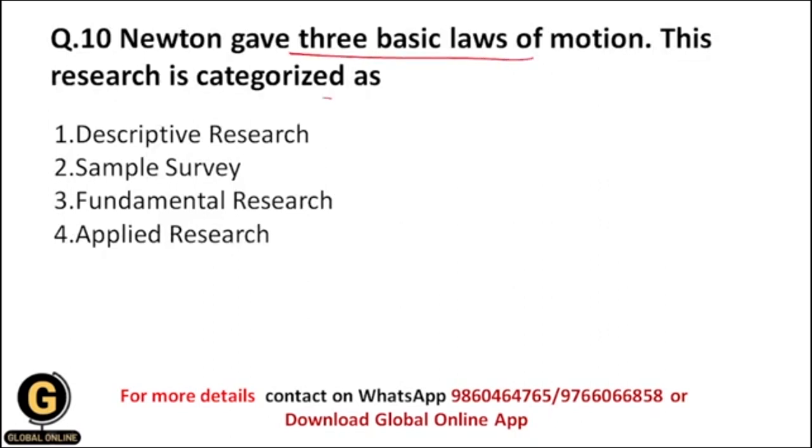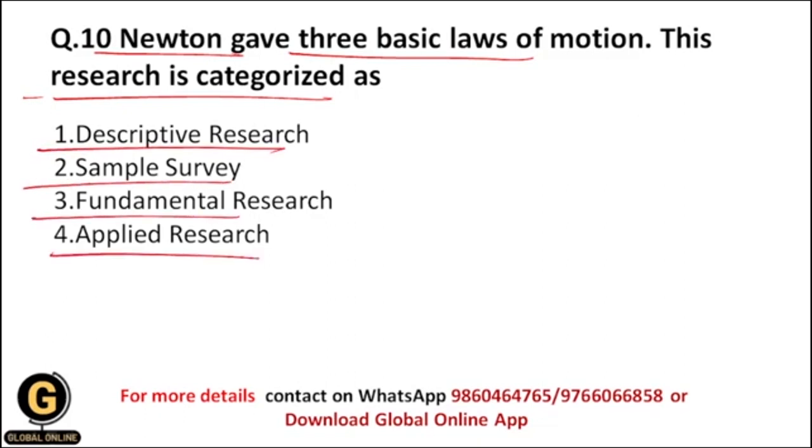Okay, Newton gave 3 basic laws of motion. This research is categorized as. So students, this is an application of the research type, and the options over here are descriptive research, sample survey, fundamental research, and applied research. We have discussed fundamental research and applied research in this video.